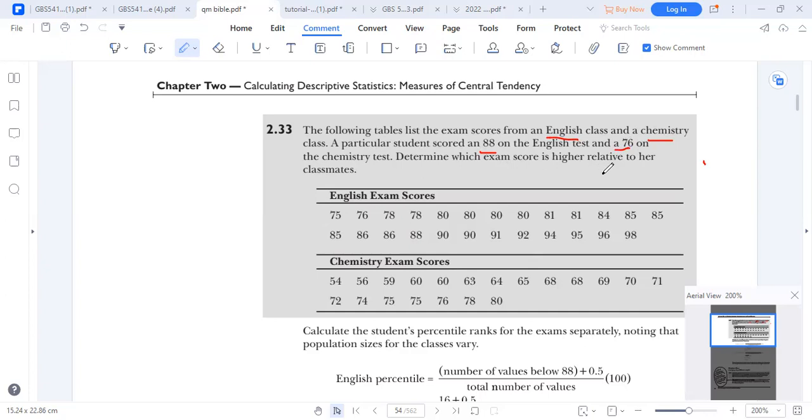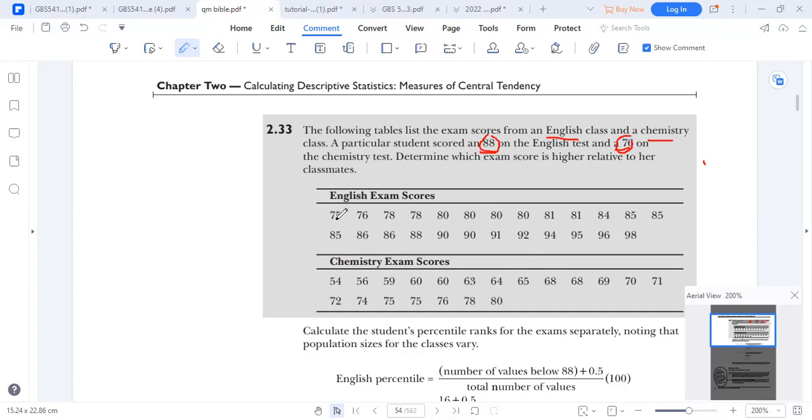Determine which score is relatively higher. So we're going to use the percentile. For English, let's find the percentile for this 88. And for chemistry, let's find the percentile for 76.